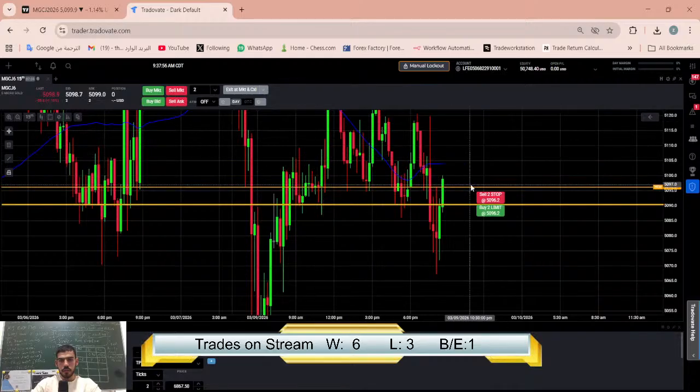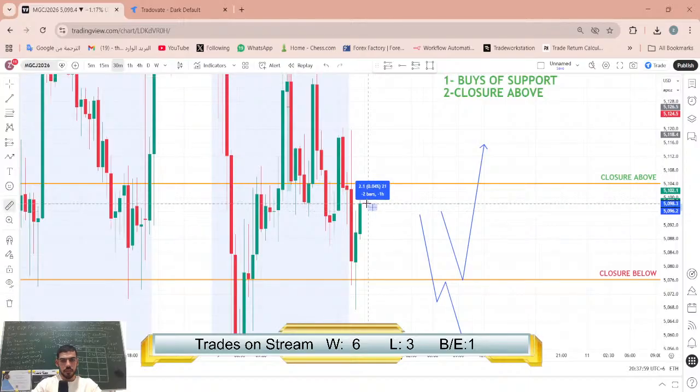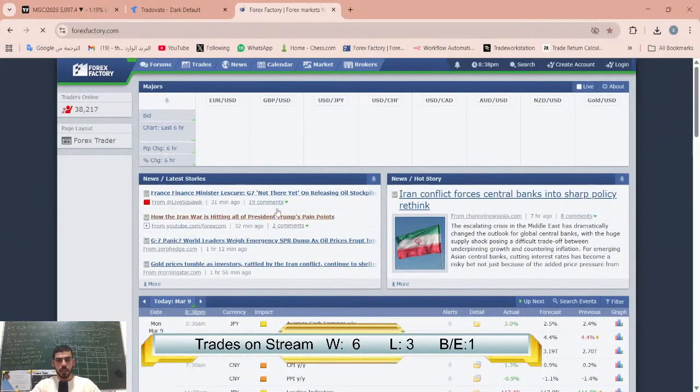So 8:30, actually this is a really high volume time, but it looks like gold is not moving. Look at that. It's not moving at all, guys. What the F? So maybe there is some news. Let's check Forex Factory real quick.